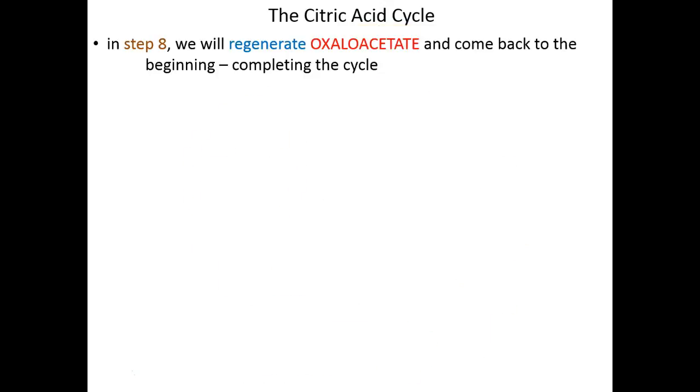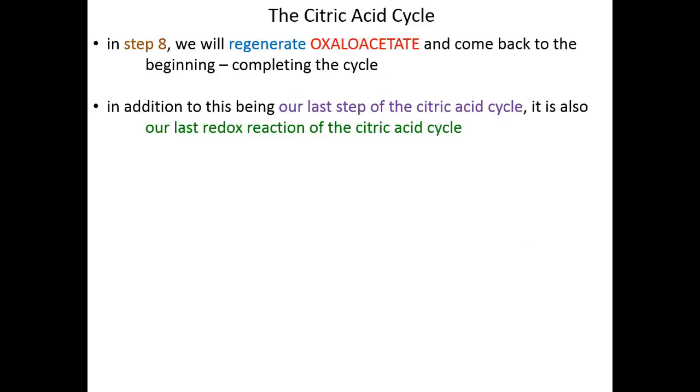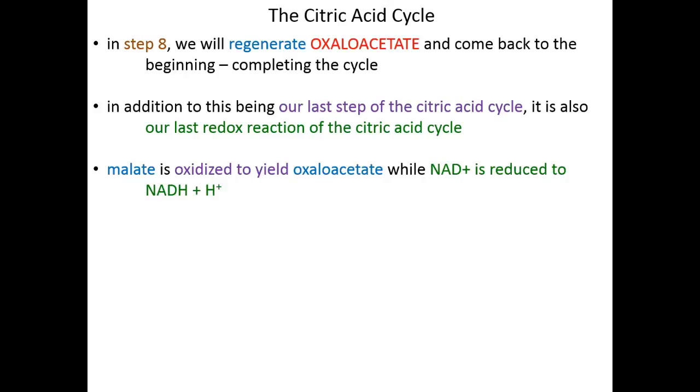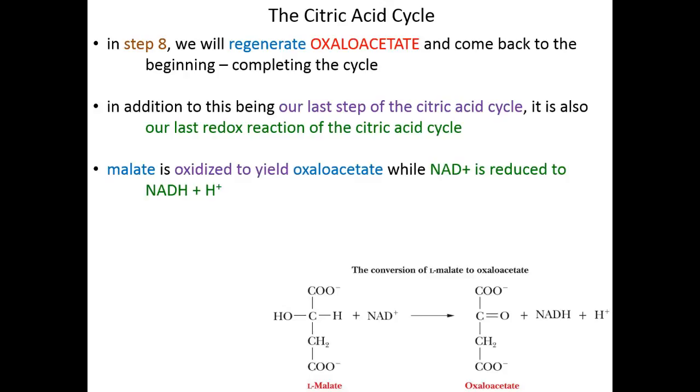And finally, step 8 is the step where we will regenerate oxaloacetate and complete the cycle. In addition to this being the last step of the citric acid cycle, it's also our last dying gasp of stealing electrons from this glucose intermediate, and so this is our last redox reaction of the citric acid cycle. Malate is oxidized, electrons and protons are stolen from it, and it is oxidized to yield oxaloacetate. NAD is what is reduced in this reaction to NADH plus H. And we can see that reaction right here.